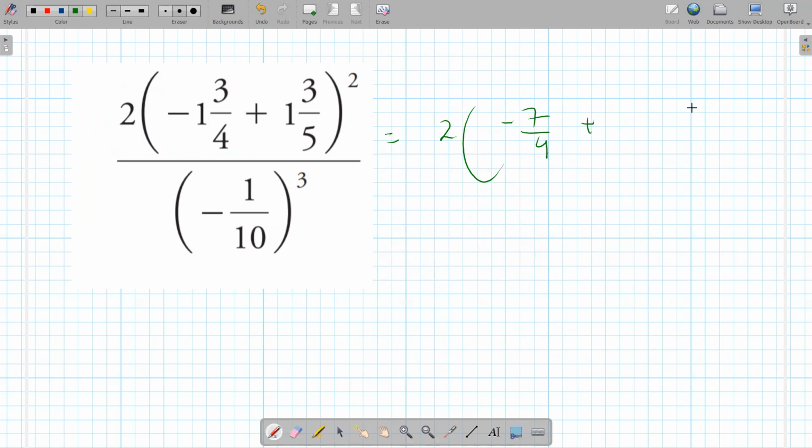Plus what? What does the second thingy become? 8/5. Yeah. And then the denominator, we just have this guy. Now how do we add them up in the numerator? Don't you have to find the common denominator? You do.